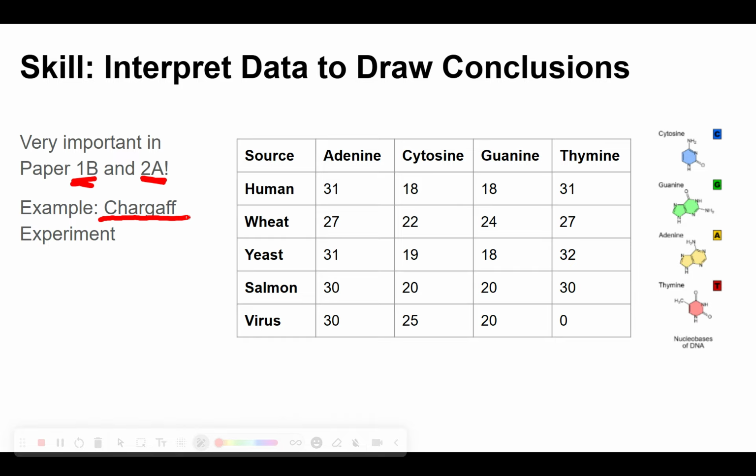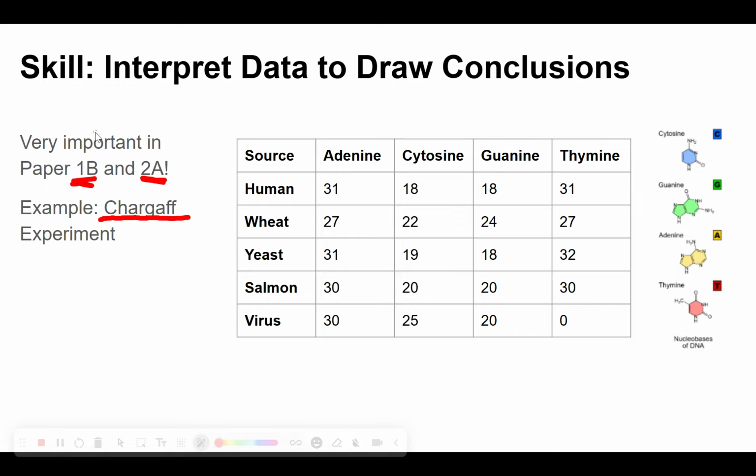This experiment is explicitly mentioned in the HL content for this section, but I think they could throw this data at you and expect you to be able to interpret it a little bit, even if you're just taking an SL exam. So let's look at a little set of data that could have been drawn from this Chargaff experiment.